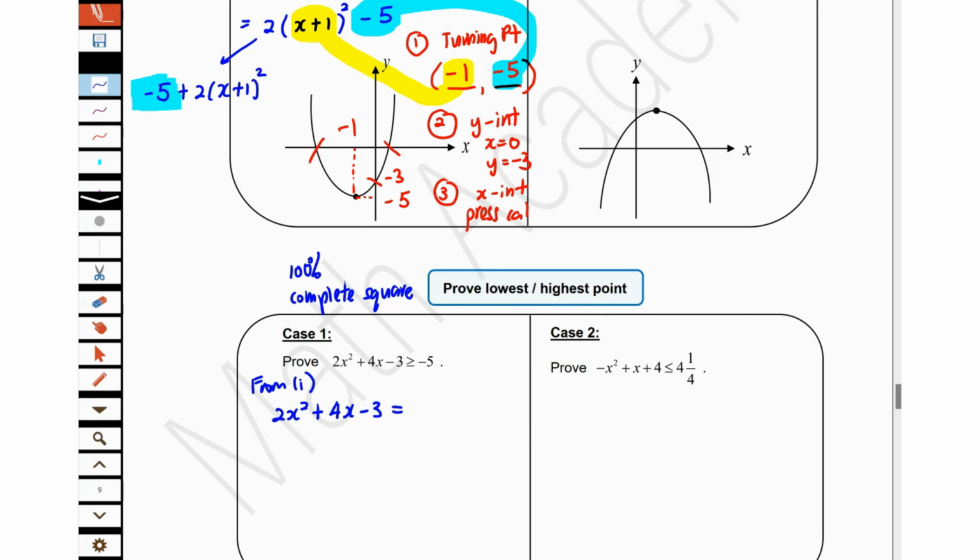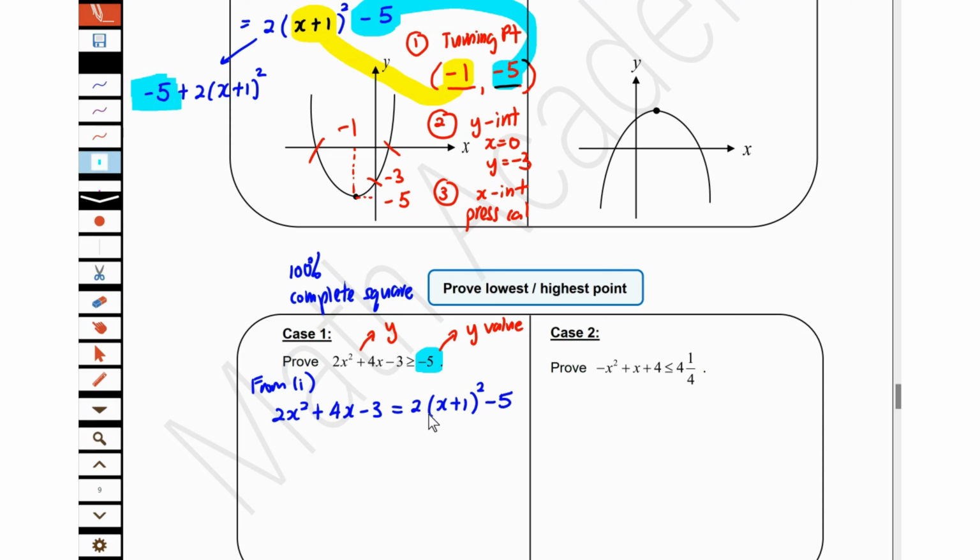After completing the square, I have obtained another format. You're supposed to prove that the whole quadratic is more than or equal to negative 5. You can also see this from the graph point of view. From the graph, the lowest point is negative 5, so the whole curve is more than or equal to negative 5. The negative 5 is referring to the y value, because the left-hand side is an equation called y.